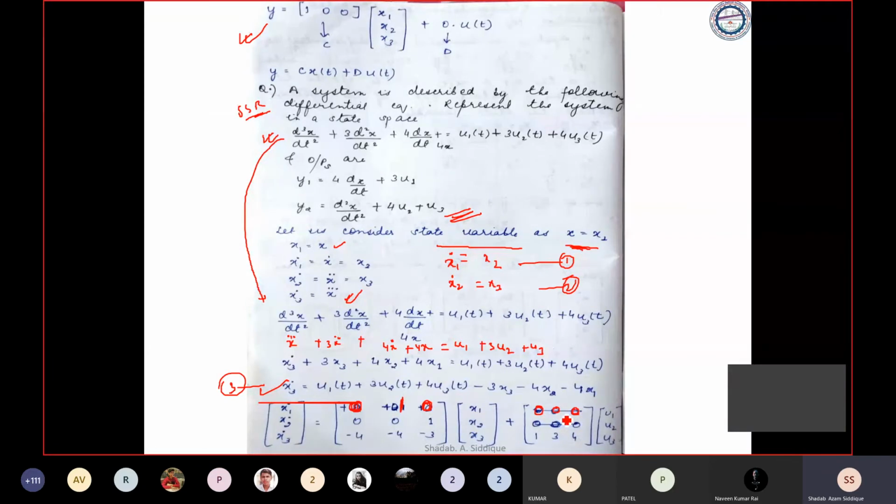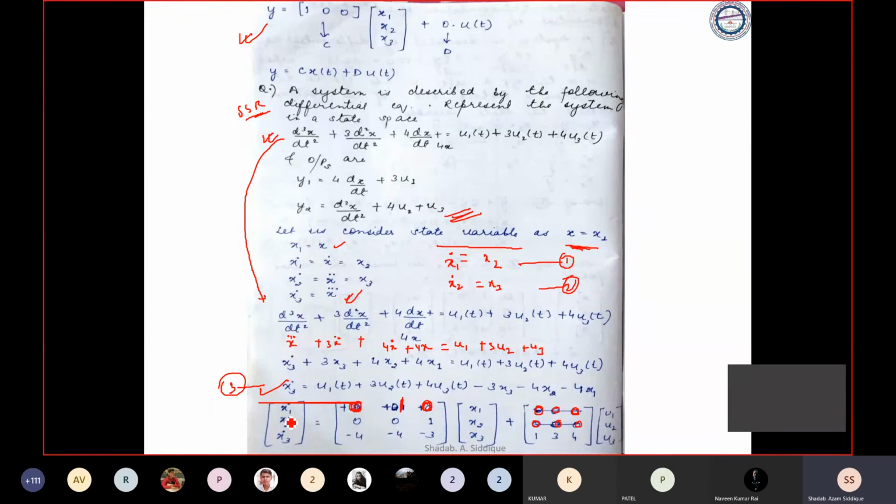Then 0 0 0 multiplied by u1 u2 u3, because we have three inputs u1, u2, u3. Now for x2 dot, we have only x3, so that coefficient will be 1 and the other terms will be 0. So for x2 dot we take 0 0 1, because x3 will be multiplied here, x1 and x2 will be 0. We don't have u1 u2 u3 terms, so we get 0 0 0.